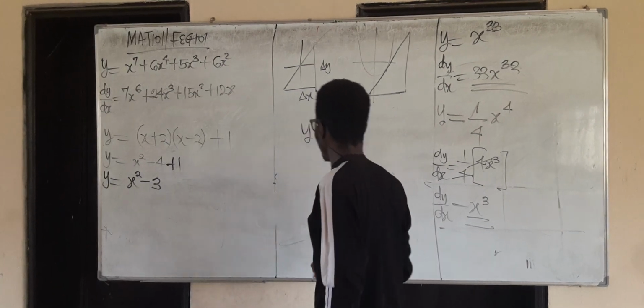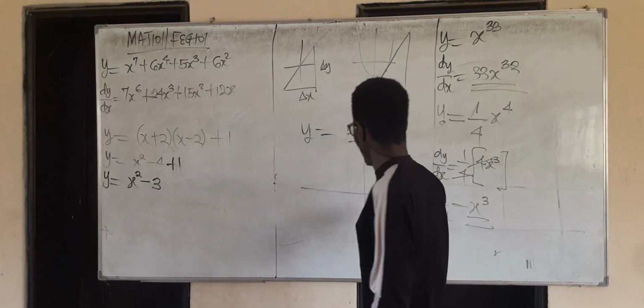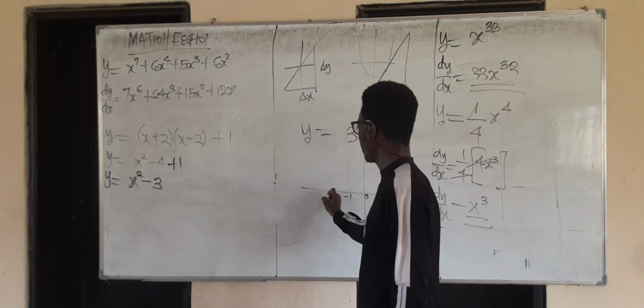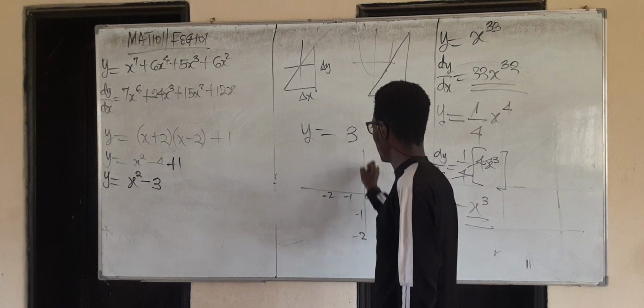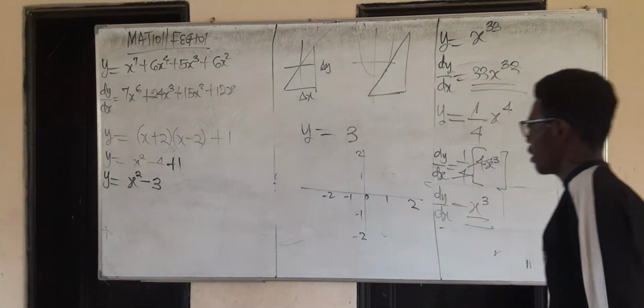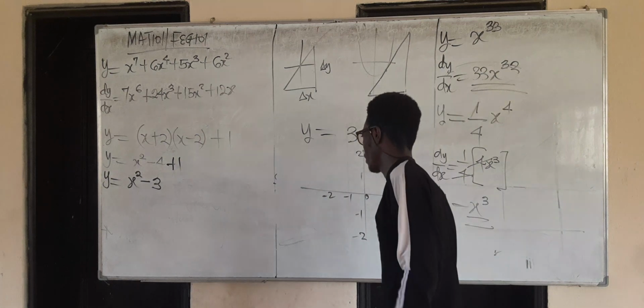This 3 is a constant. If I plot the graph of this, I am going to have something like this. So this is my origin. This is minus 1, minus 2, 1, 2, minus 1, minus 2. I have 1 and then 2. What is the line of this? If I want to plot the graph now, where is it going to be?